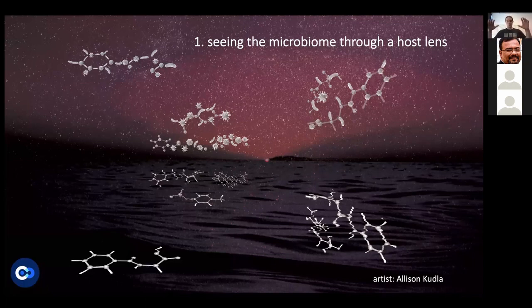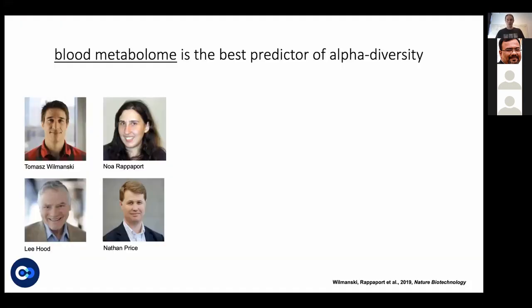All right, and this is an art piece that Alison Kudla, a great artist at our institute, put together, where you're seeing the starry sky with constellations of microbes in the shapes of their metabolites and the reflections of those metabolites in the blood red ocean. And I think that metaphorical connection will be made here as I go forward. This project was done with a couple of my really close collaborators here at ISB, Lee Hood and Nathan Price, 2 other faculty here, and it was driven largely by a couple of really talented postdocs, Tomasz Wolmansky and Noah Rappaport.